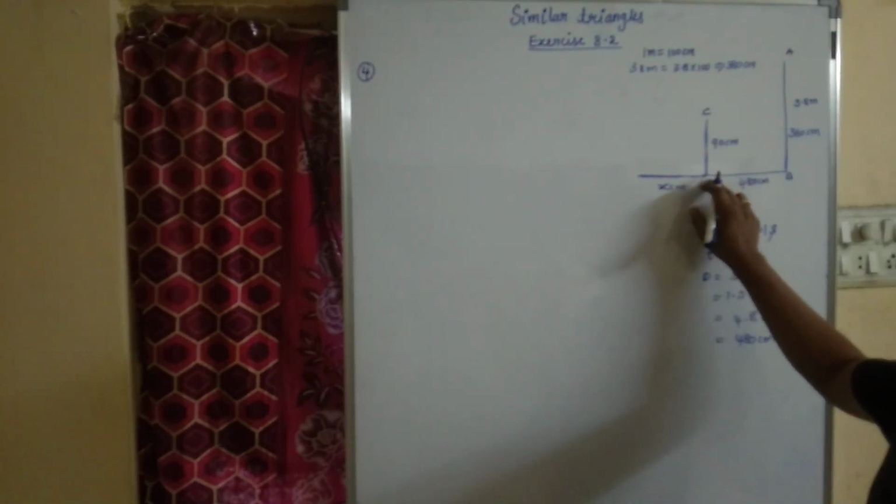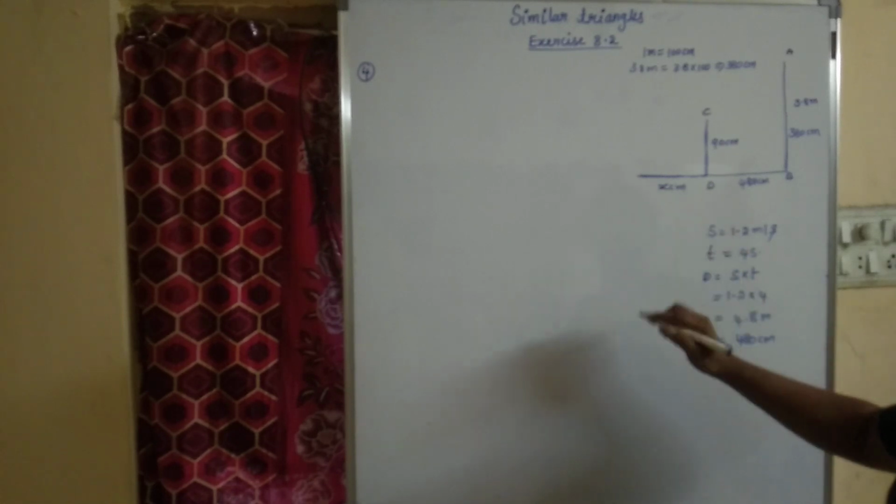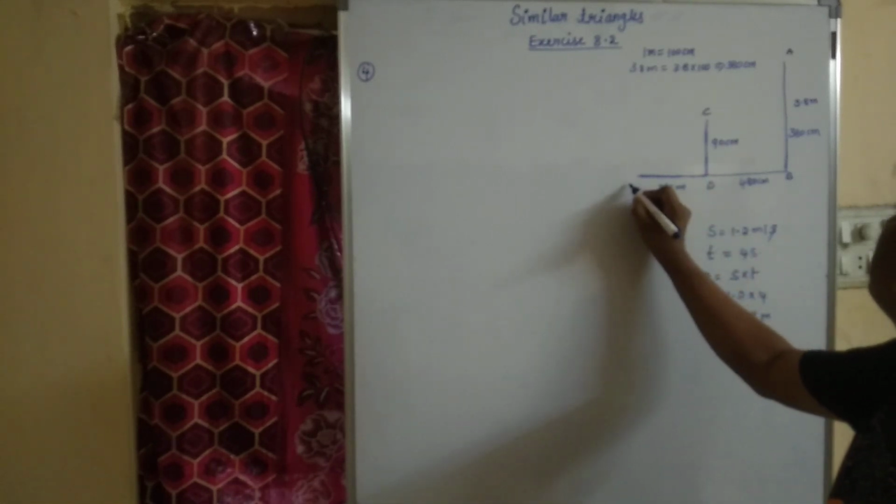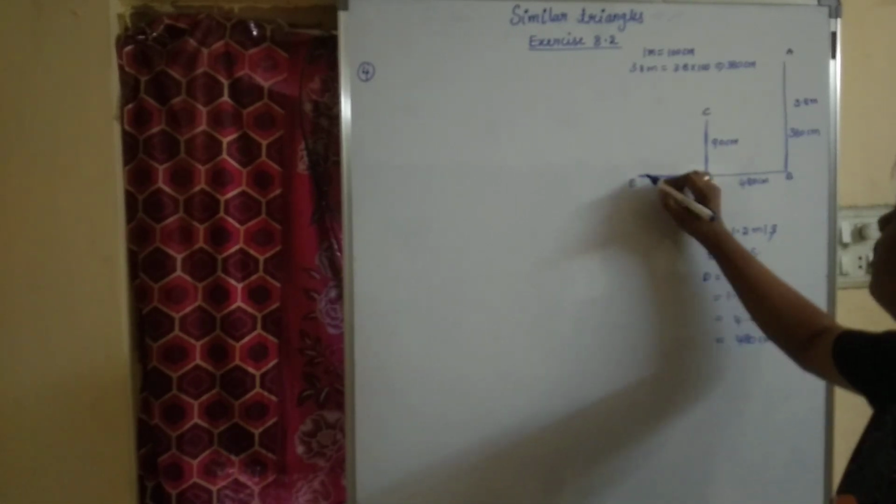What is the length of her shadow they are asking? Let x be the length of her shadow. Let us join A, B, C, D. Let it be E.